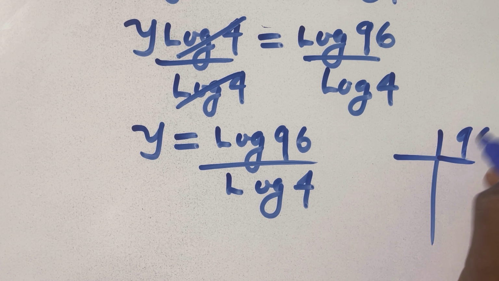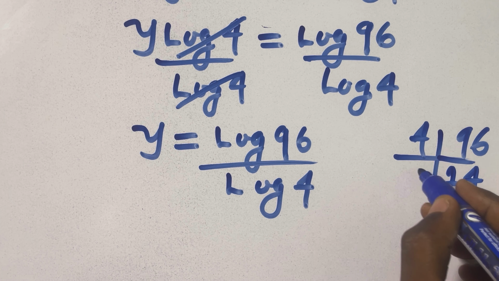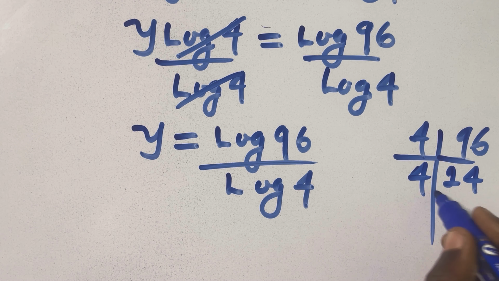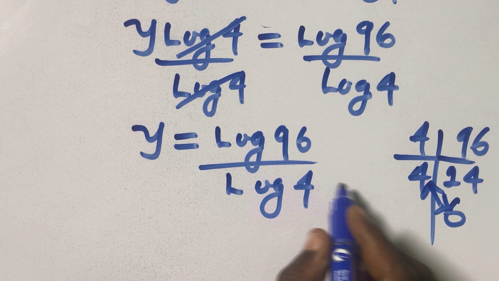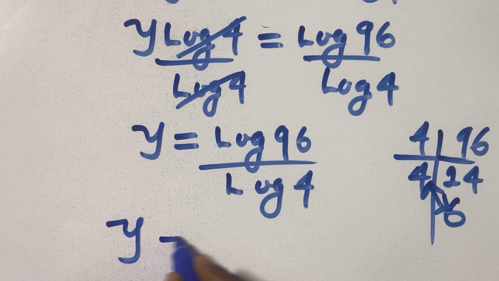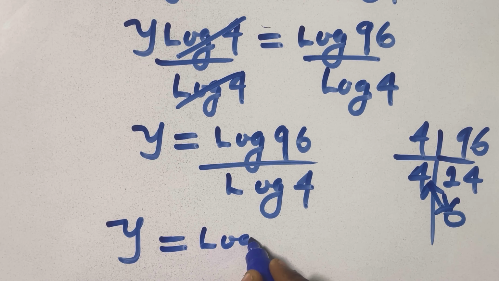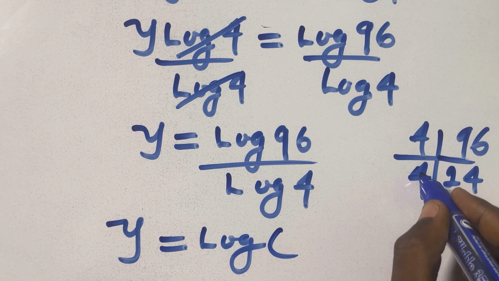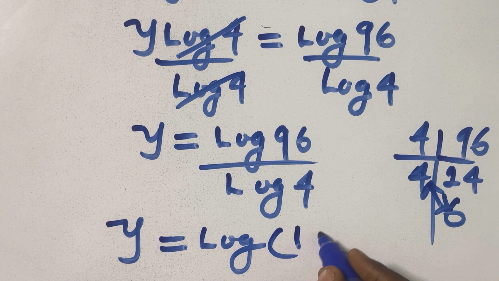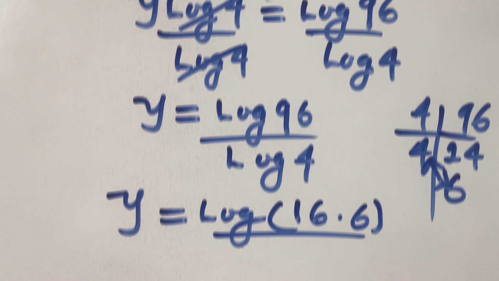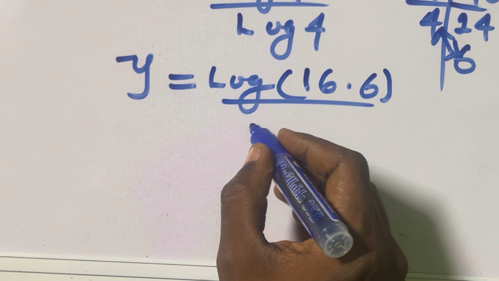All right, but let's do something here. Let's say we have 96. Let's divide by 4. 4 in 96 we have 24. Then 24 divided by 4 we have 6. So if you multiply this and this together, that will be the product of our 96 here. So then we have y equals log, 4 times 4, that is 16, multiplied by 6, divided by log 4.